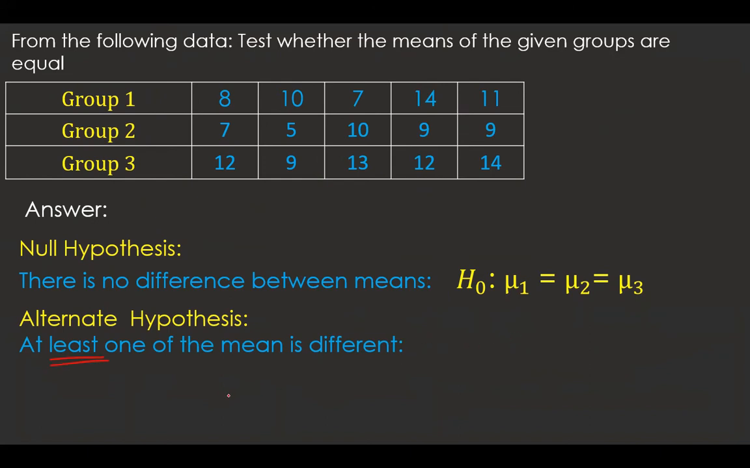Then I'm going to take the value of alpha here. I am taking the alpha value as 0.05. This is nothing but 5% level of significance. So once this is done, we are going to calculate SSC, SSE and MSC and MSE.